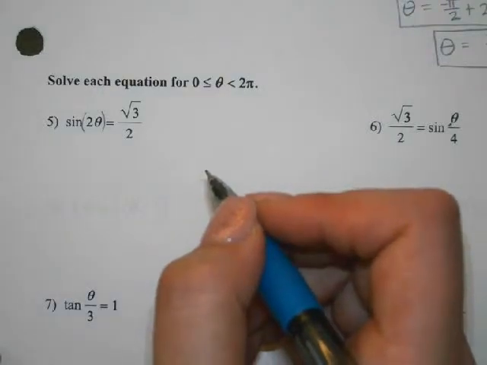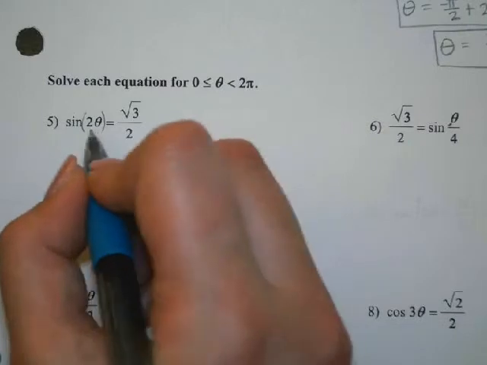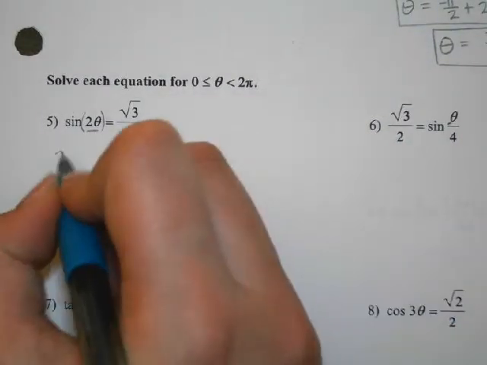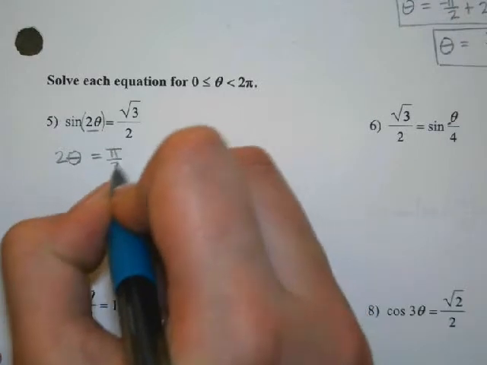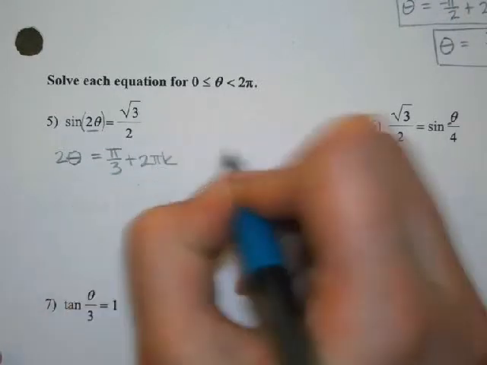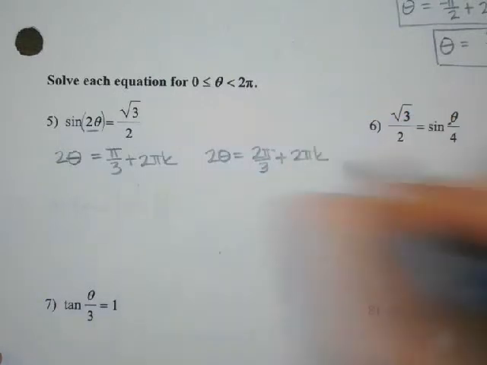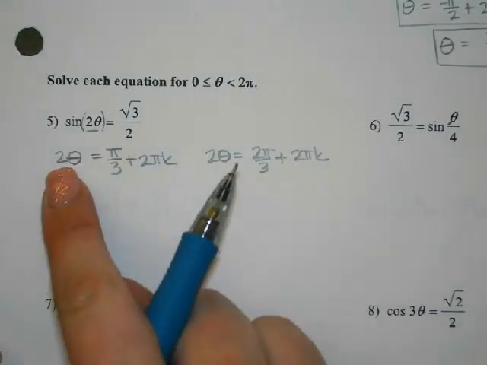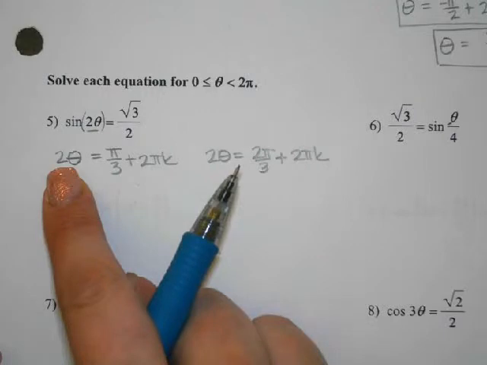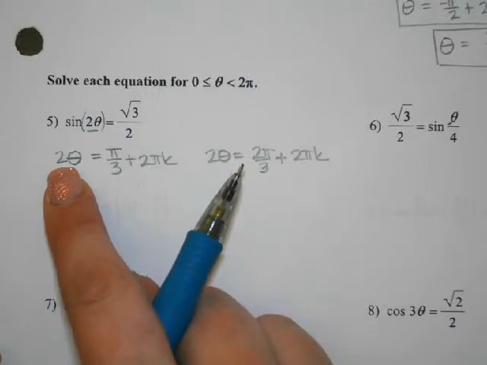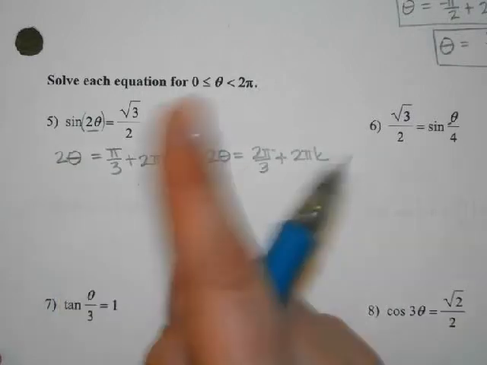Pi thirds and 2 pi thirds. So this time I'm still going to take the inside of the parentheses, but I'm going to say 2 theta equals pi thirds plus 2 pi k, and 2 theta equals 2 pi thirds plus 2 pi k. And we know that the 2 in front of the theta is going to change the period of the graph. How is it going to change it? Instead of being 2 pi, the period would be pi, because we would do 2 pi divided by 2.